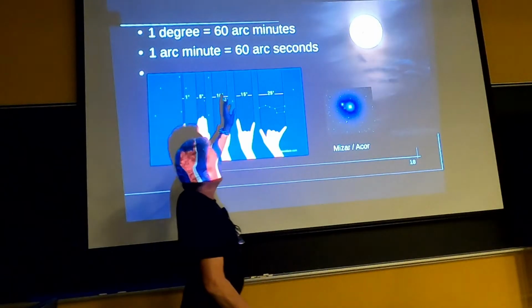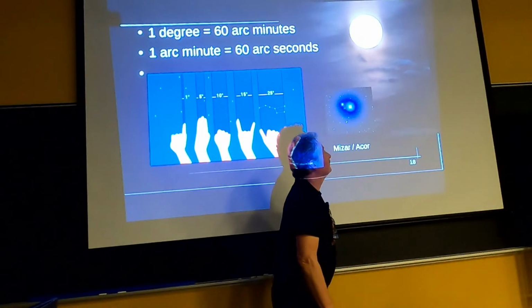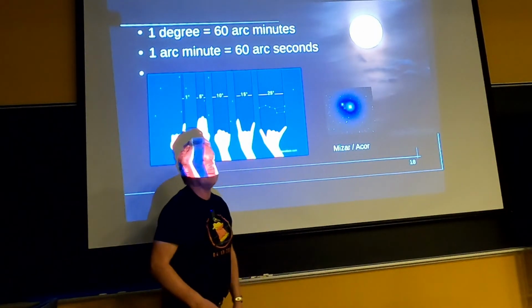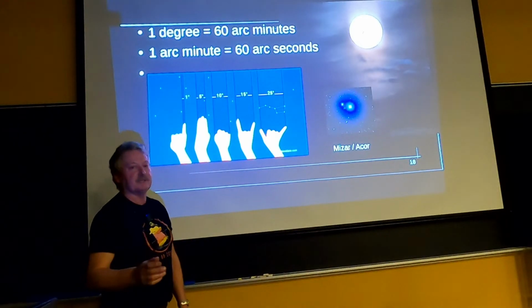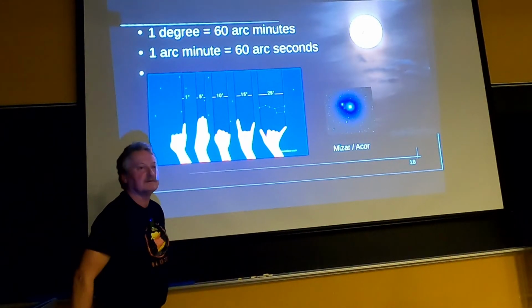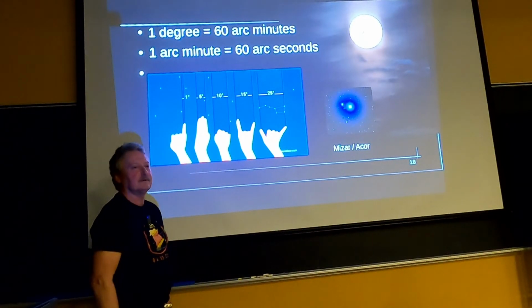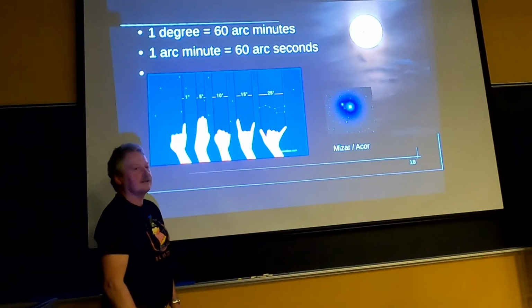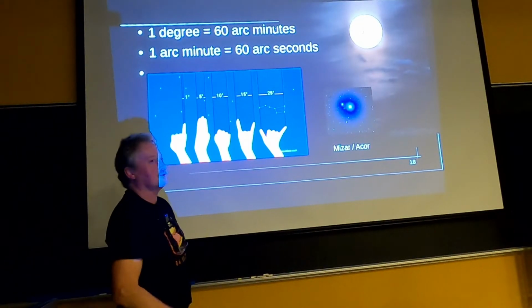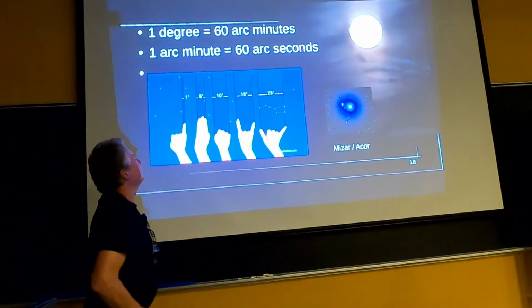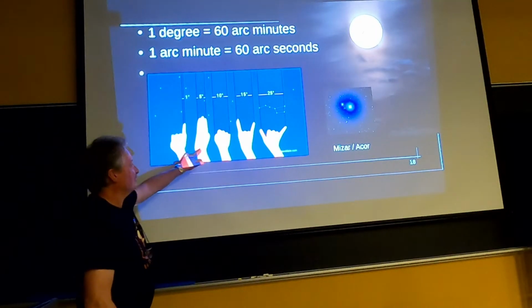So the full moon, how big is the full moon? Anybody want to guess? It's a half a degree. So it's 30 arc minutes, just to give you a sense of size. 30 arc minutes is the moon. Unless it's a supermoon, might be 32. And this is just your rough scale.